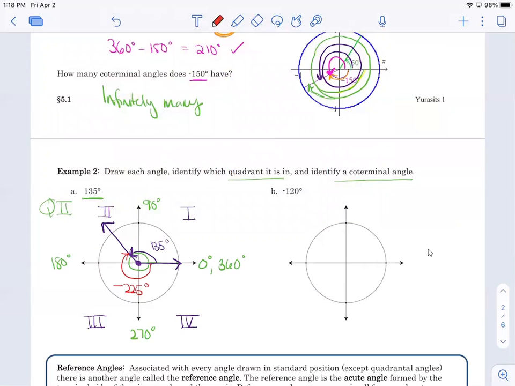Okay, so B, negative 120 degrees. Well, I'm going to start here. Always align it with the positive x-axis. And now negative 120 degrees. Well, from here to here is negative 90. So negative 120 will probably be about there. And I'm going to note. All right. So which quadrant is that in? That's in quadrant 3.